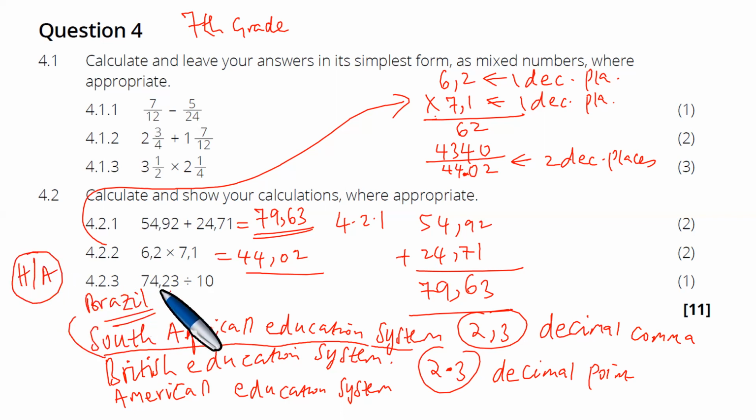Home activity 4.2.3. 74,23 divided by 10 is just one mark. That one is too easy. But yeah, you let me know what you think in our next meeting. And also, you must be able to calculate and leave your answers in its simplest form as mixed numbers where appropriate. Here we have mixed numbers, right? So in the event we have mixed numbers, you deal with all these and actually continue with this. And we are done with this.